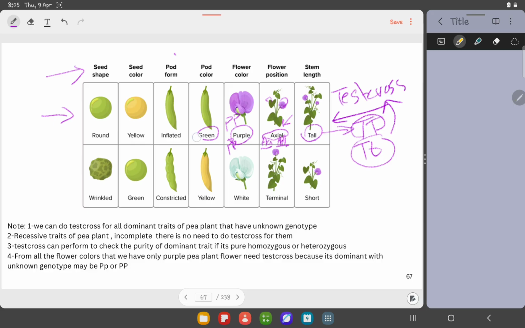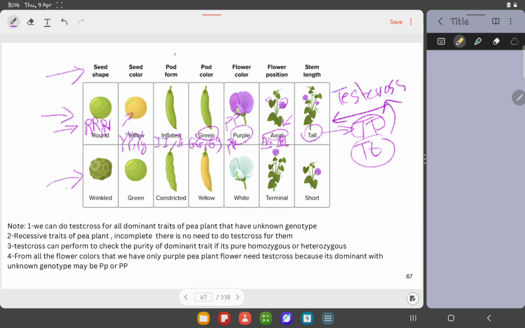Also for the green pod, which is also a dominant trait, it might be capital G capital G or capital G small g. For the inflated pod, it's also dominant, so it might be capital I capital I or capital I small i. The same thing for the yellow seed, it's dominant and might be capital Y capital Y or capital Y small y. For the round seed, the same thing, it might be capital R capital R or capital R small r. So we can perform the test cross for all of these dominant traits of the Mendelian pea plant.